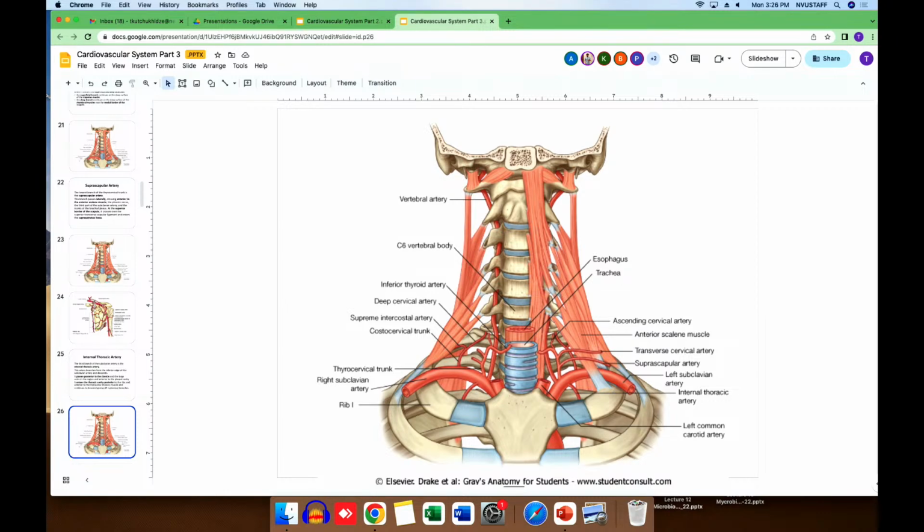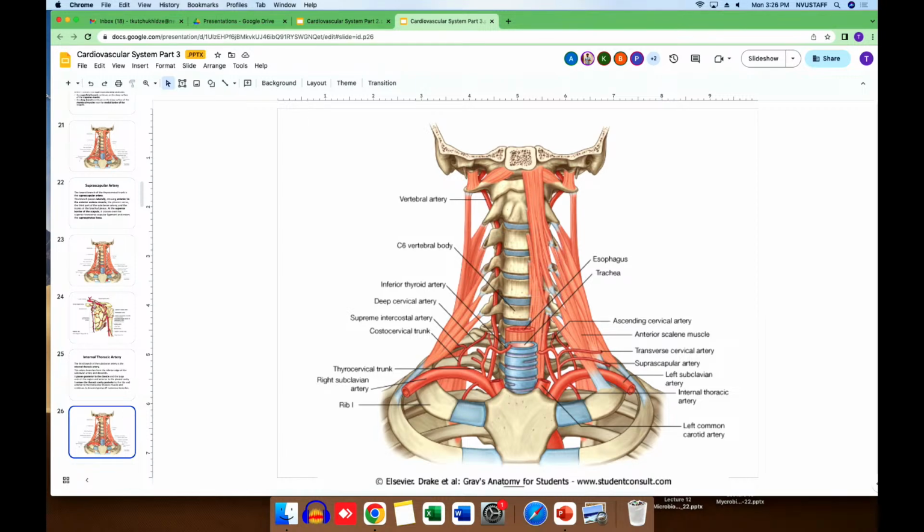Another branch that we're having of the subclavian artery is our costocervical trunk. This part here. Costocervical trunk, it has its own characteristics. It is slightly different by its position. On the left, it arises from the first part of the subclavian artery, just medial to the anterior scalene muscle. And on the right, it arises from the second part of the subclavian artery.